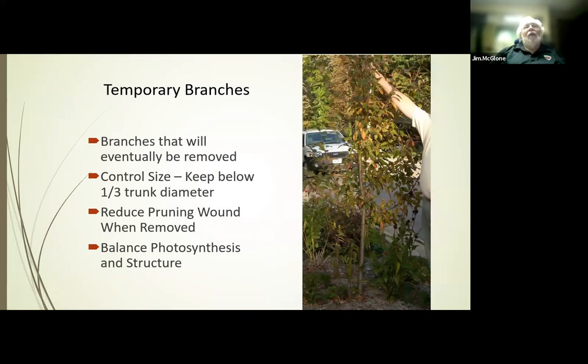So back in 2008, what I was looking at is these branches would have to be removed, and I wanted to control the size to keep them below that 1/3 trunk diameter. I wanted to maintain that aspect ratio. That way, when I finally did remove them, they would be smaller, but I was still trying to balance the need for photosynthesis against the structure of the tree.